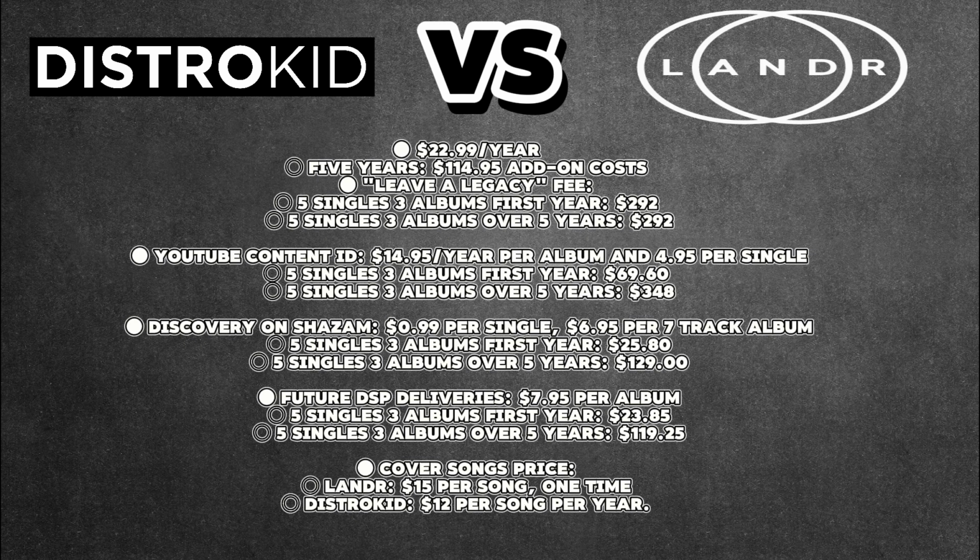This one is, as we mentioned, 99 cents per single. We don't know what it is per album, so we're just going to put 99 cents on each individual song on the album. So year 1, $25.80, and by year 5, we are looking at $129.